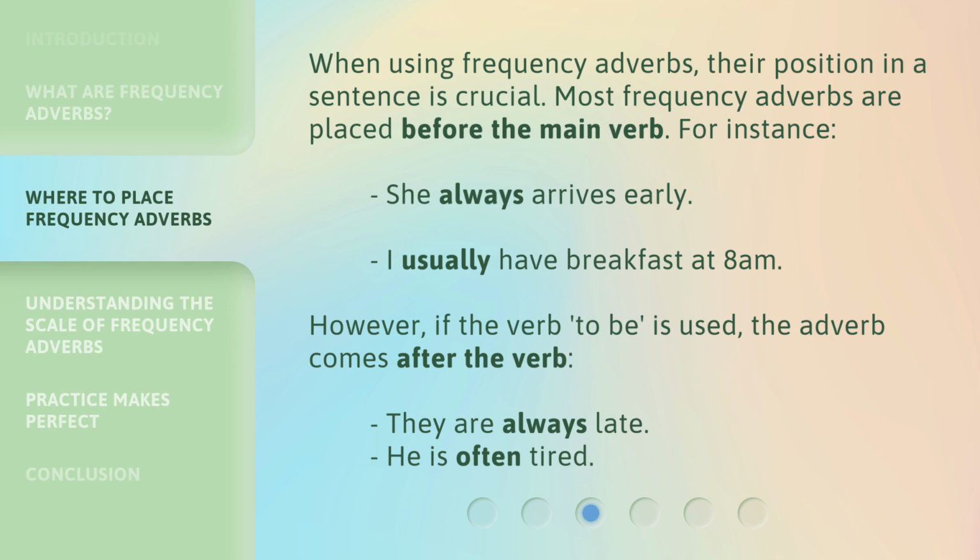When using frequency adverbs, their position in a sentence is crucial. Most frequency adverbs are placed before the main verb. For instance, she always arrives early. I usually have breakfast at 8 a.m. However, if the verb to be is used, the adverb comes after the verb. They are always late. He is often tired.